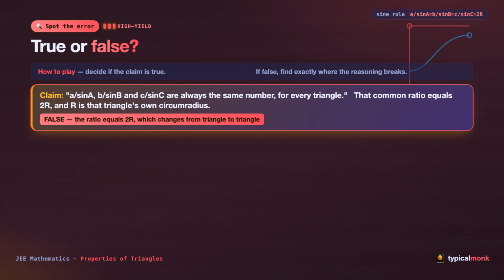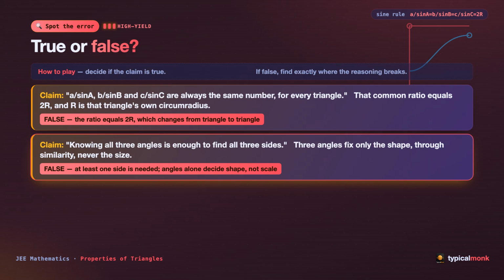First claim, in any triangle, a over sine A, b over sine B, and c over sine C are always the same single number, no matter which triangle you pick. Let us check. That common ratio equals 2R, and R is the circumradius of that particular triangle, which changes from triangle to triangle. So this is false. The ratio is constant only within one triangle. It is not a universal constant across all triangles.